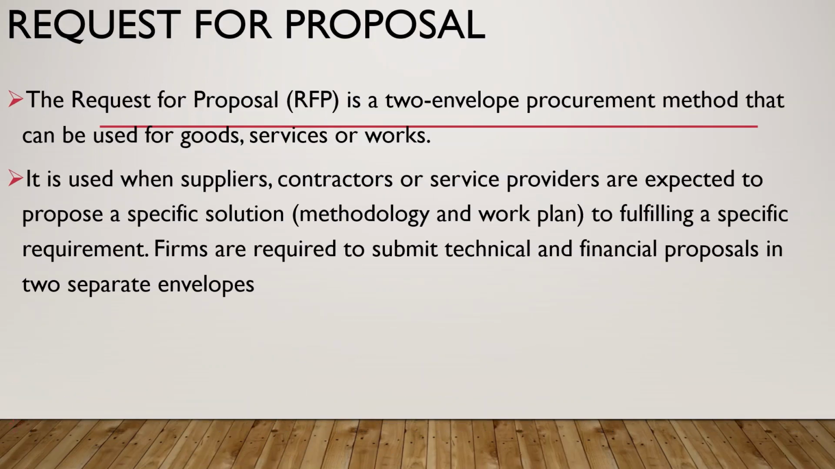The next method is request for proposal. Request for proposal is a two-envelope procurement method that can be used for goods, services, or works. It is used when suppliers, contractors, or service providers are expected to propose a specific solution, methodology, and work plan to fulfil specific requirements. Firms are required to submit technical and financial proposals in two separate envelopes.